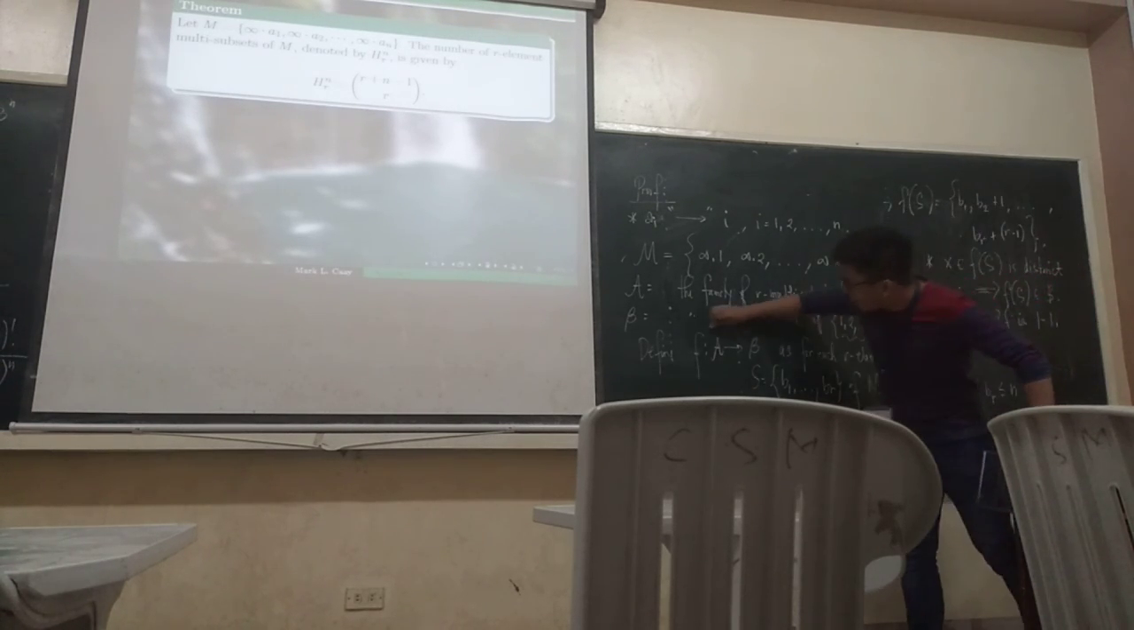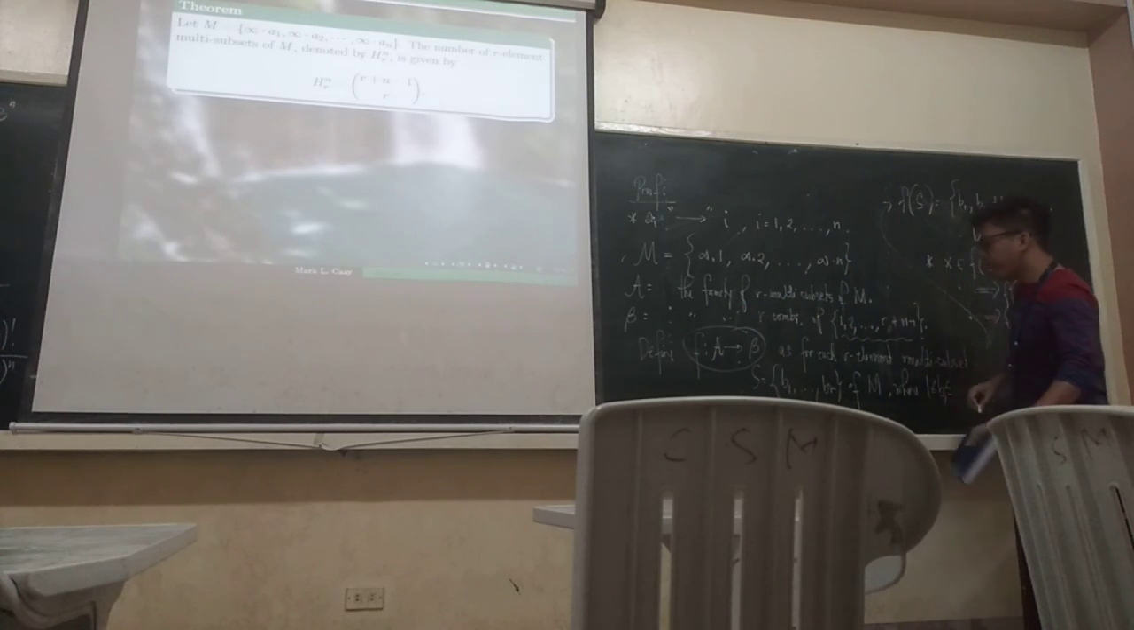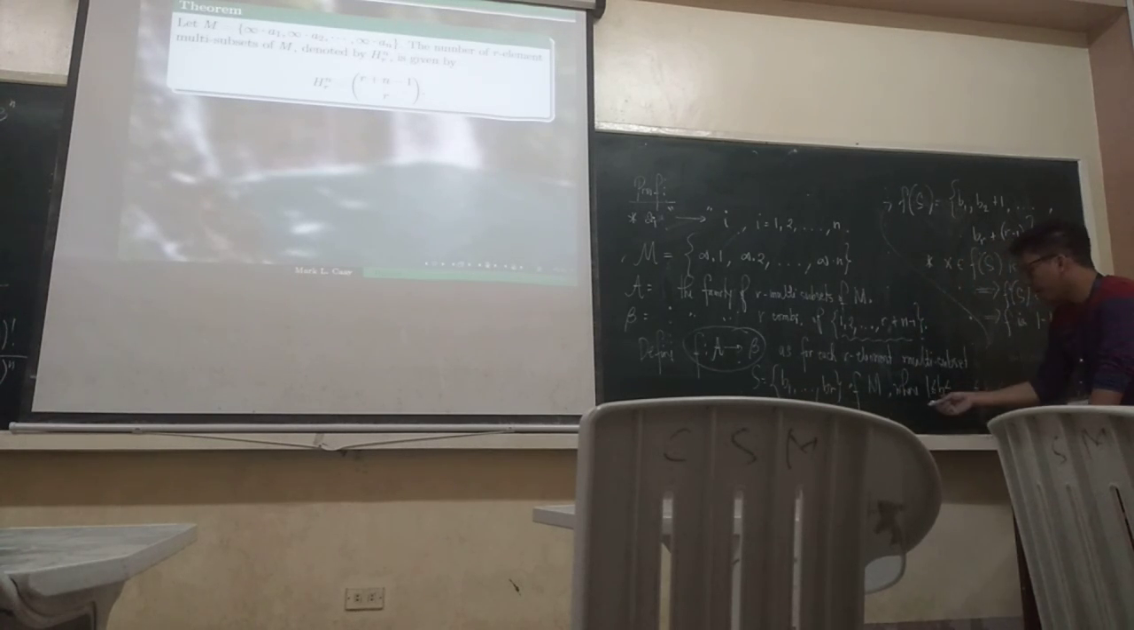So, you define a mapping here from A to B for each R element multi-subset of M, where B1 is always greater than or equal to 1, less, and so on.